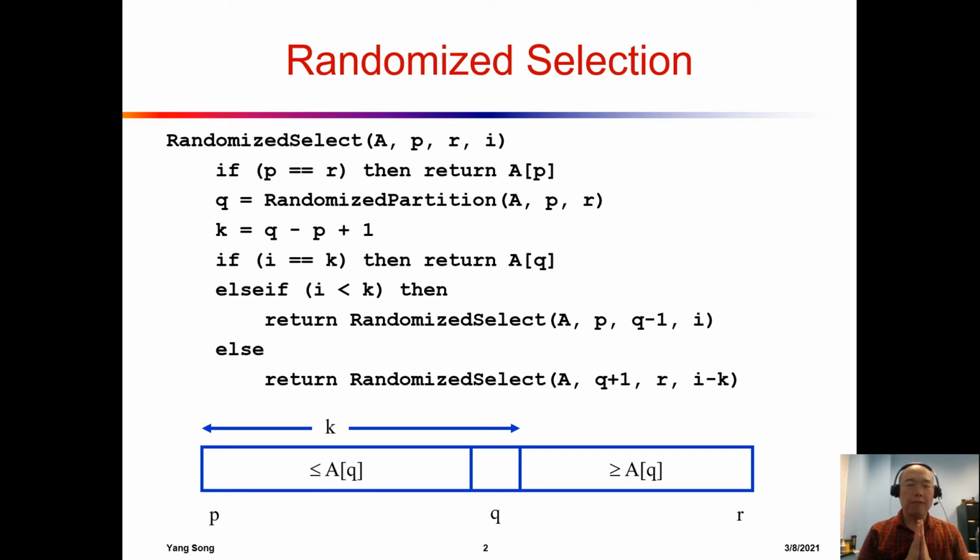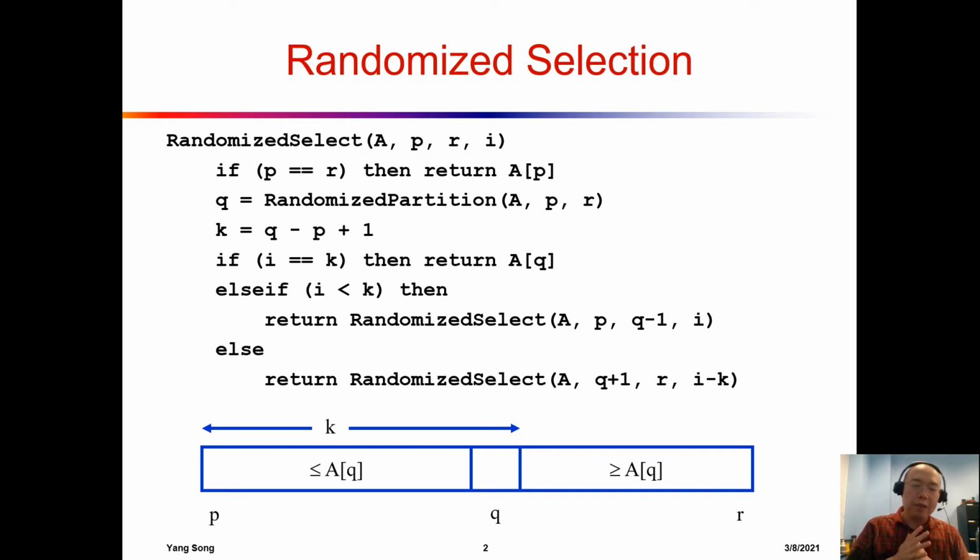Okay, so for the selection, the goal is to find the i-th order statistic. The definition of the order statistic is that we assume we have a list sorted from low to high, and then the order statistic with a specific number, for example i, means the i-th smallest number. If we have all the values sorted from low to high, we just visit all the values and stop at index i, and that is the i-th order statistic.